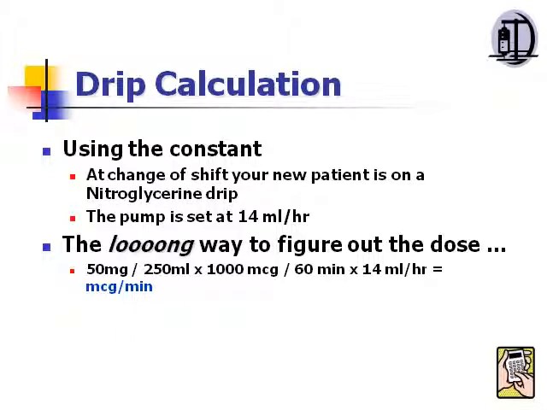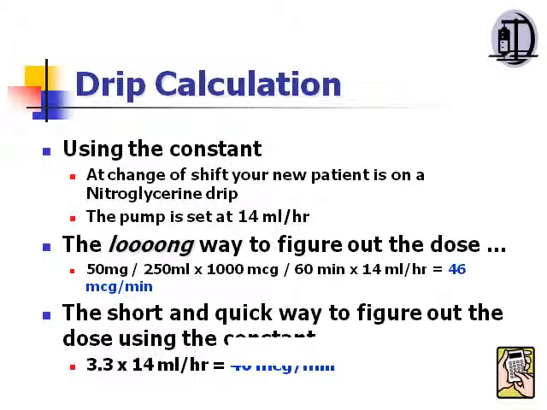So what do you get when you put that in? That's right, 46 mics per minute. All right, and then the short way to do it is to take that constant that we already got. Remember, to get the constant, you did 50 divided by 250 times 1,000 divided by 60 minutes, and that gave you 3.3. So now you're going to take the constant. You've just shortcut all of that math. 3.3 times 14 mLs per hour, that's what's set on the pump, and you get what? 46 mics per minute. Good.